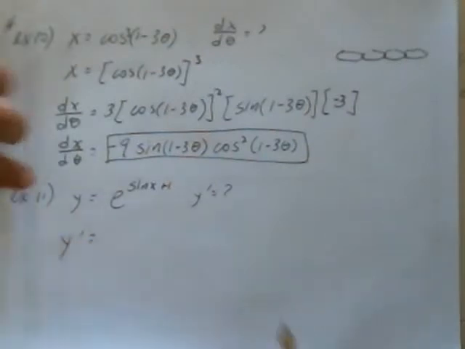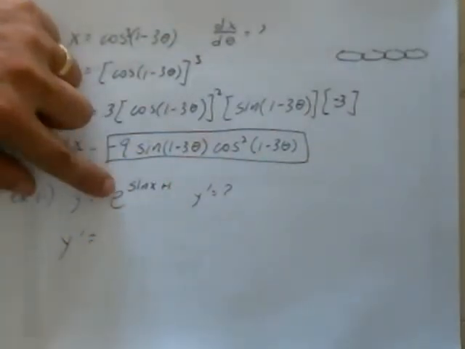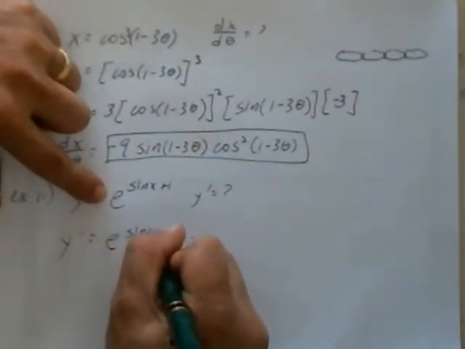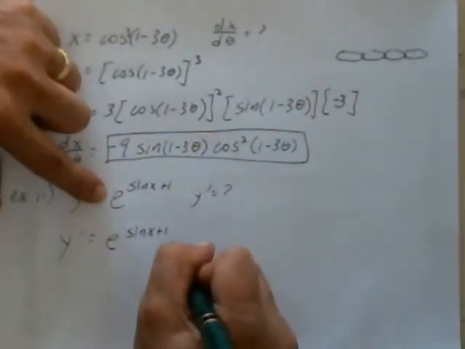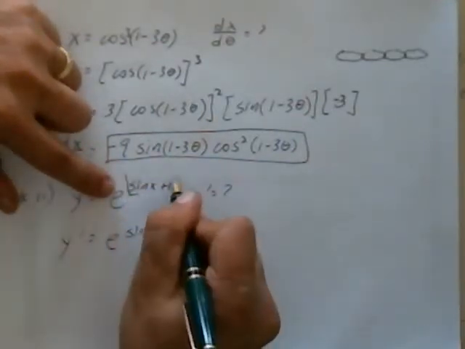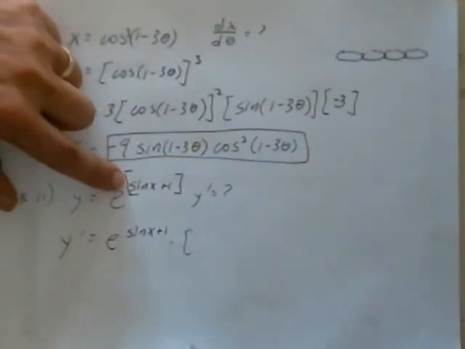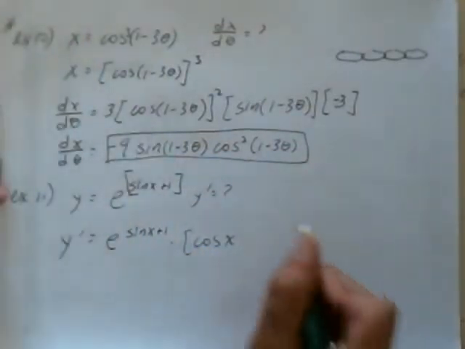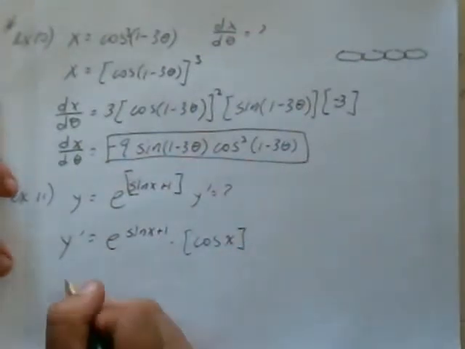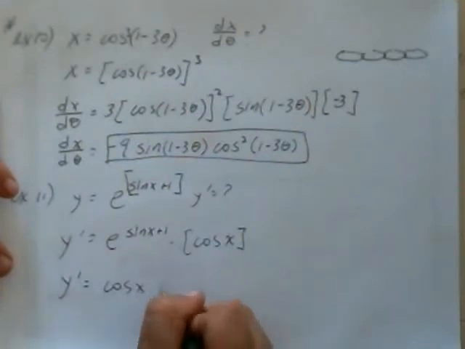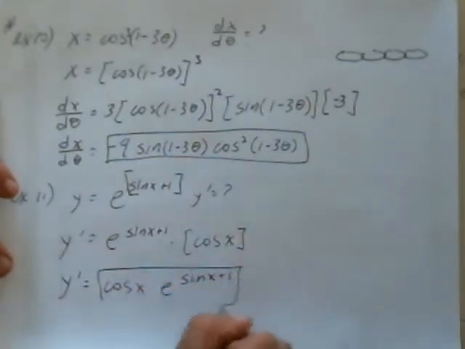Y prime. The derivative of e to some function is itself, e to the sine of x plus 1, times the derivative of the inside, which is this portion right over here. The derivative of sine of x is going to be cosine of x. The derivative of a constant is 0. So it's going to be times cosine of x. Clean that up really nicely. You get cosine of x times e to the sine of x plus 1 on the exponent. Okay.